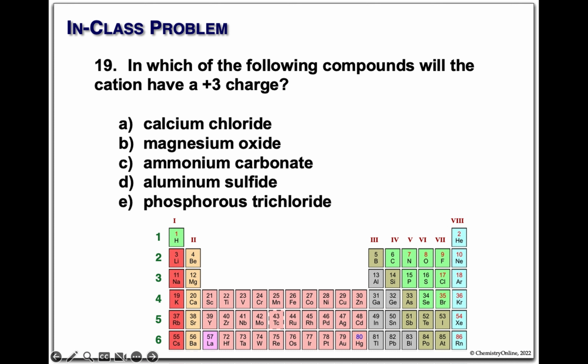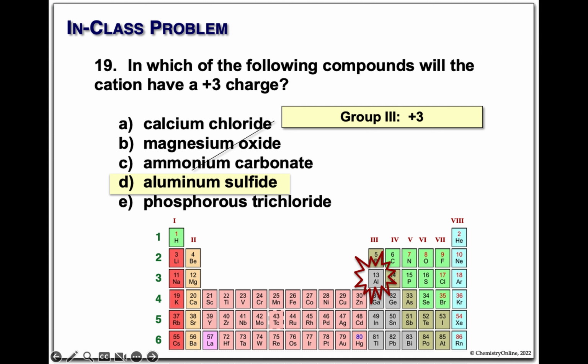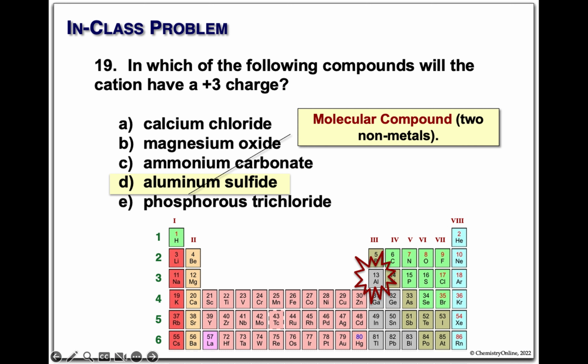Ammonium carbonate. Well, we've seen ammonium already in this exam, haven't we? We know this is a polyatomic ion, and it's a +1. So no. Aluminum sulfide. Aluminum is a group 3 element. Because of that, it's a +3 charge. Now how about the last one, phosphorus trichloride? Phosphorus, chlorine, they're both nonmetals. This is a molecular compound. It doesn't have anything charged.